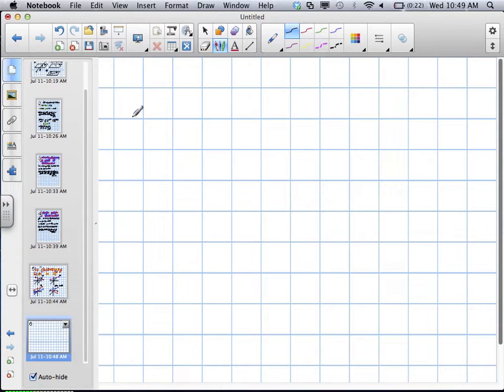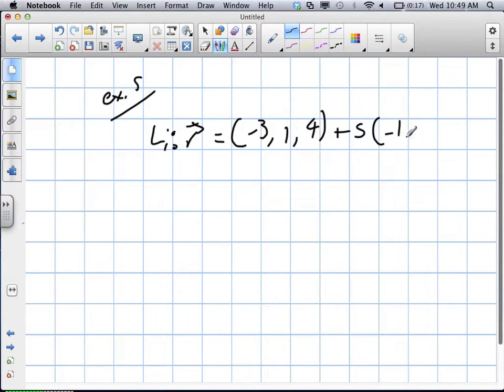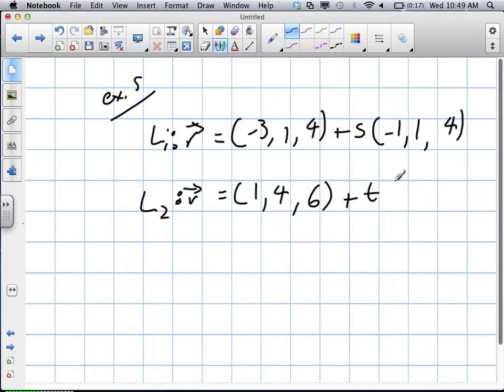So our two intersecting lines, they've given us a line, call it example 5. L1 is represented by this vector equation. Here is a point on the line. Here's our direction vector. And line 2 has our vector form of (1, 4, 6) plus t(-6, -1, 6). Okay? So s and t in this case are the set of all real numbers.